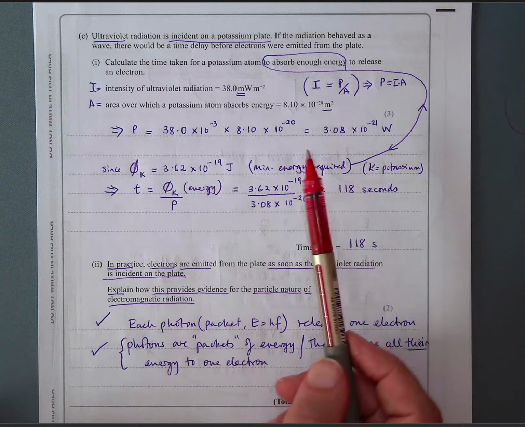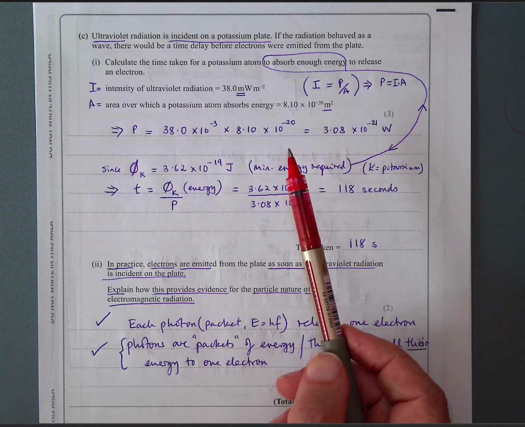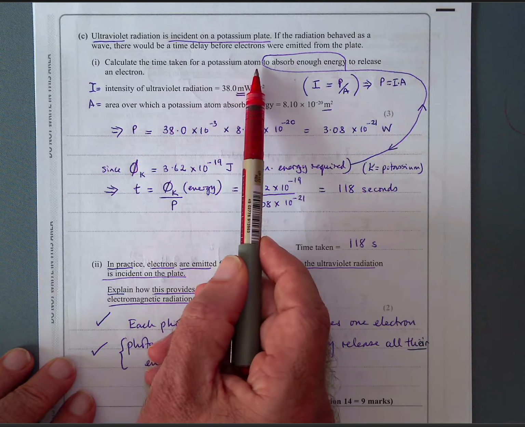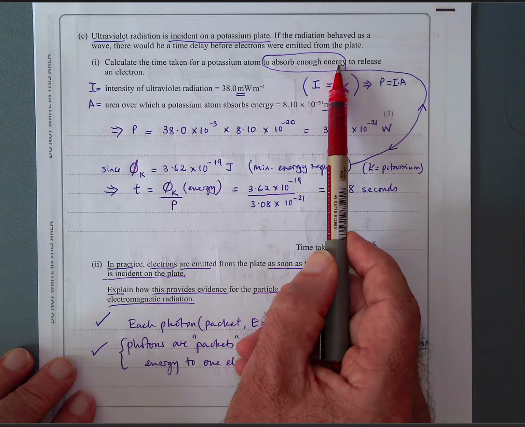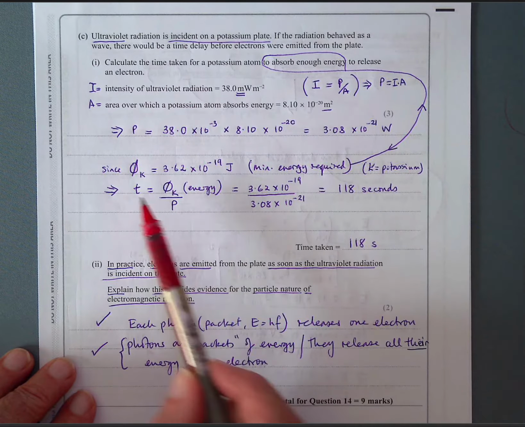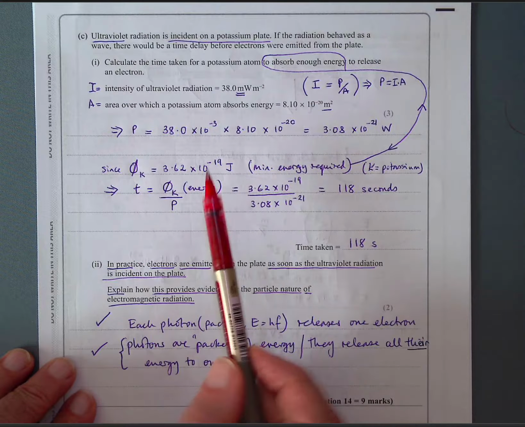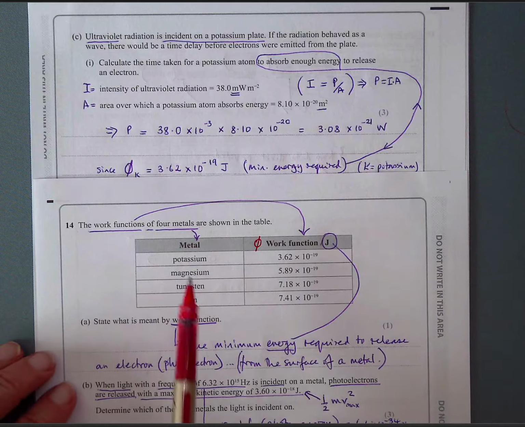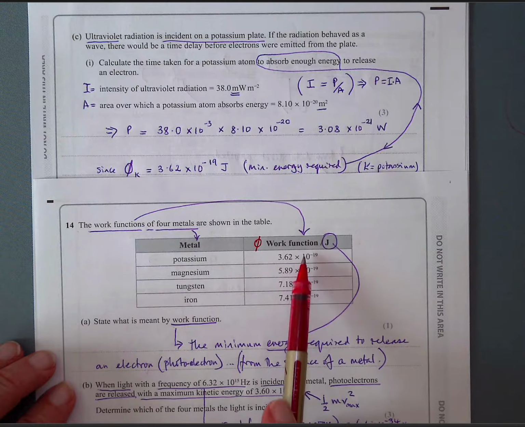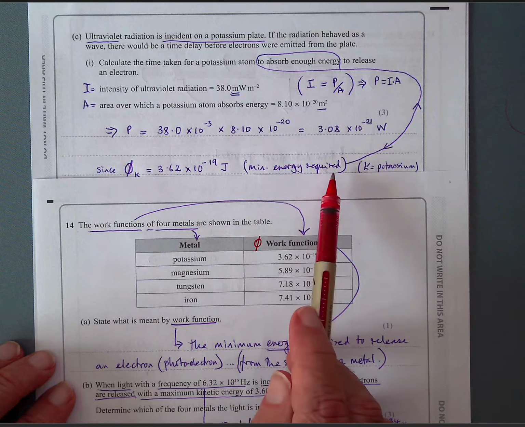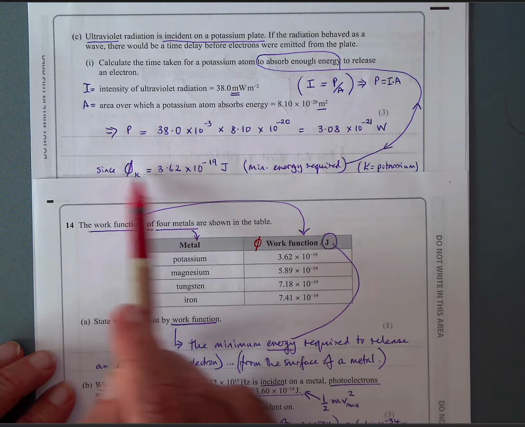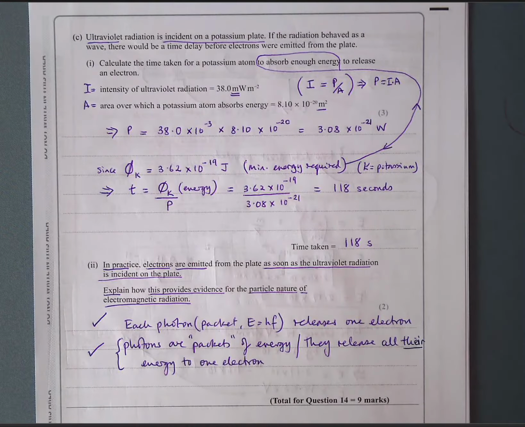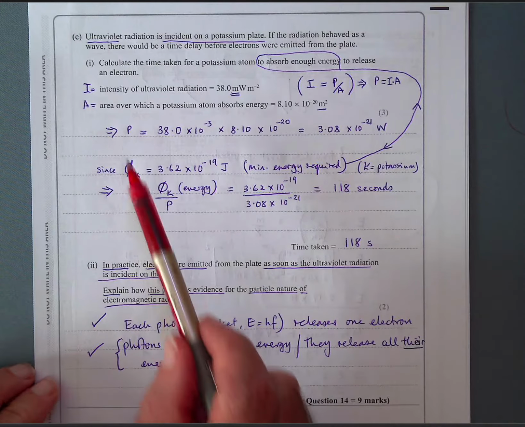The idea about a photon is different. The photon is releasing all its energy to the electron in one go. So calculate the time taken for a potassium atom to absorb enough energy, if it was a wave, to release an electron. Okay? So we know the work function for potassium given in the table, if I just bring that back, you can see is 3.62 times 10 to the minus 19 joules. So that's the minimum energy required to absorb enough energy. That's the minimum amount of energy required to release an electron. And then it probably won't get released, but that's the minimum amount of energy required.